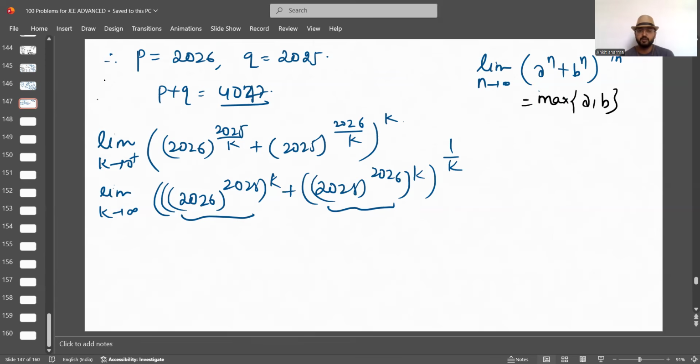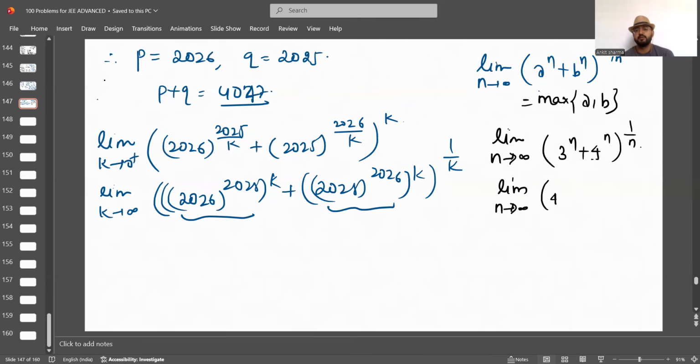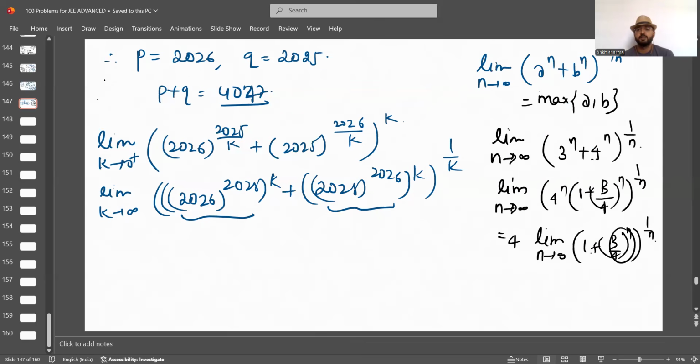So if you want the practical demonstration, like this is not fine, then I'll take one example for you. We could write 3 power n plus 4 power n to the power 1 over n. Now, of course, I see here 4 is more than 3. That means I can take 4 power n common, and I'll be having 1 plus 3 over 4 to the whole power n to the power 1 by n. So this will be limit n tends to infinity. I get 1 plus 3 over 4 to the power n to the power 1. So this part becomes 0 and 1 over 0 will be 1. So it's just simply 4, which is nothing but the max of a and b.